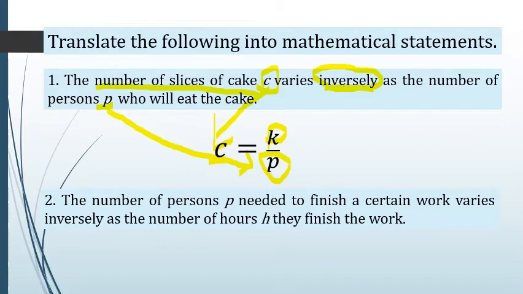So, number 2. The number of persons, P, needed to finish a certain work varies inversely as the number of hours, H, they finish the work. So, paano natin? Ito naman yung mga key. We have P for the number of persons. Then, H for the number of hours. So, una nating isusulat yung P equals K over H. Bakit over or bakit nasa denominator yung H? Kasi ang word ay inversely.